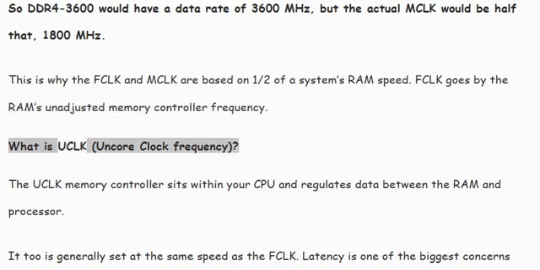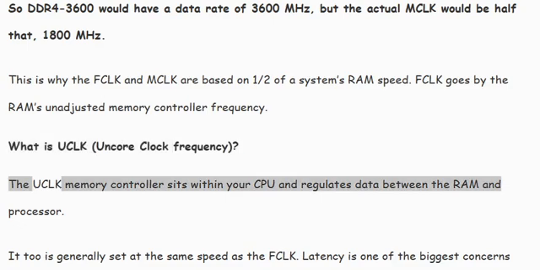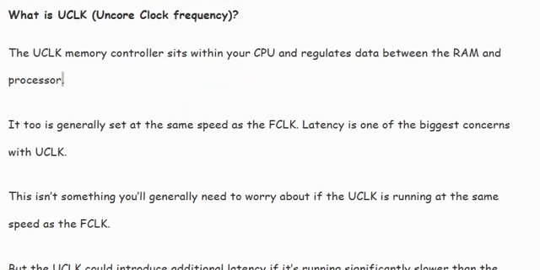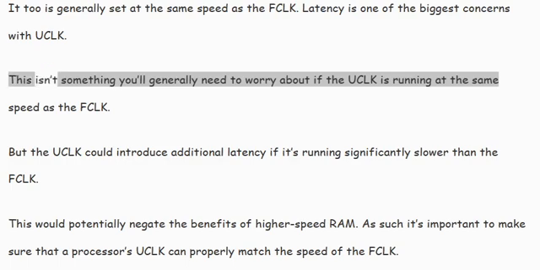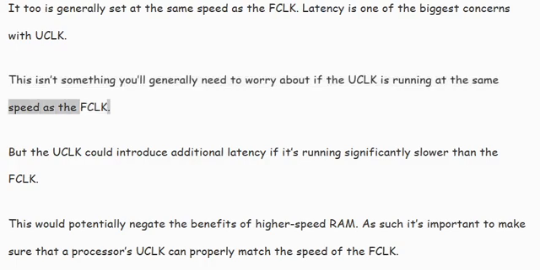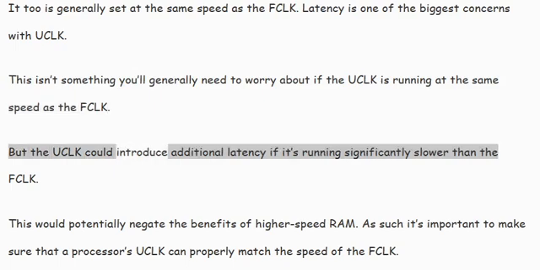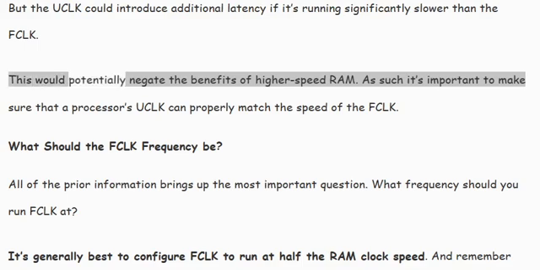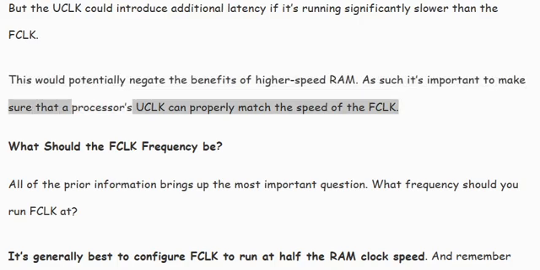What is UCLK, Uncore Clock Frequency? The UCLK memory controller sits within your CPU and regulates data between the RAM and processor. It too is generally set at the same speed as the FCLK. Latency is one of the biggest concerns with UCLK. This isn't something you'll generally need to worry about if the UCLK is running at the same speed as the FCLK. But the UCLK could introduce additional latency if it's running significantly slower than the FCLK. This would potentially negate the benefits of higher speed RAM. As such, it's important to make sure that a processor's UCLK can properly match the speed of the FCLK.